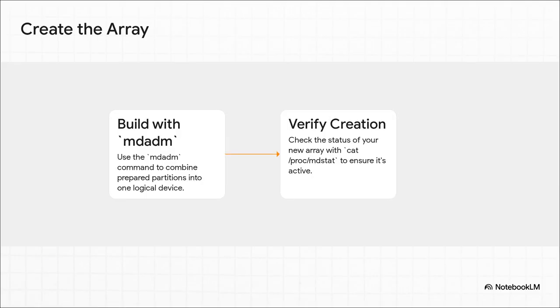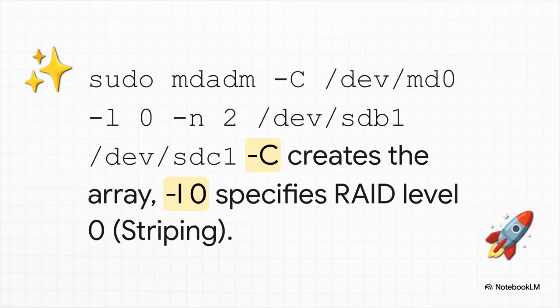All right, our disks are prepped and ready to go. Now for the magic. We're going to use the main tool for this job, mdadm. This is the command that does all the heavy lifting. It takes our specially marked partitions and actually weaves them together into one single super fast device. Now, don't let this command scare you. It's actually pretty simple. Let's break it down. -C just means create.